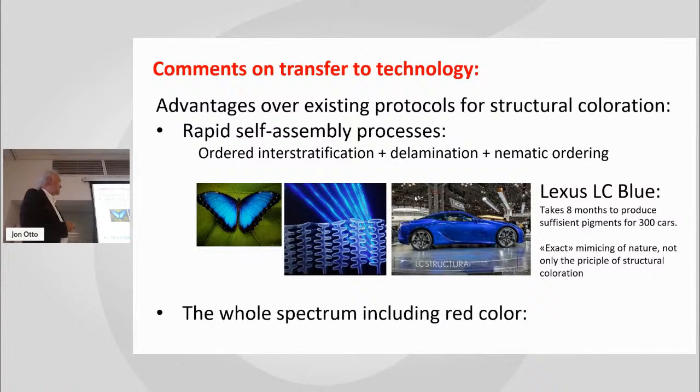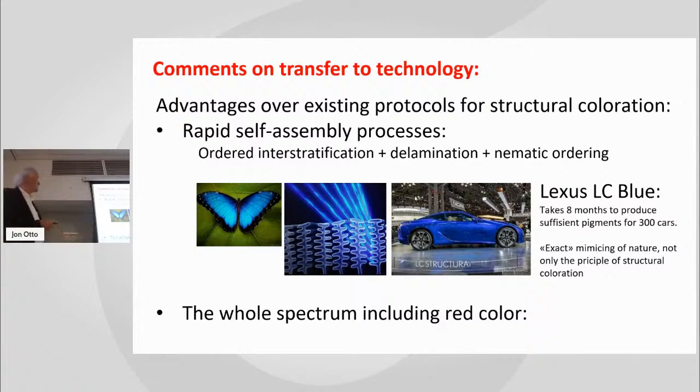There are not many examples of technology that takes advantage of structural coloration. You find it in the animal world, based on evolution over millions of years, the chameleon, for example. One example of structural coloration used in technology is the Lexus LC blue car, where they try to exactly mimic nature. In our case, I would say we try to mimic the principle, not the exact structure you find in nature. What they do here is they try to mimic exactly the butterfly structure. You see, it's a very complicated structure, which is not easy to make in a factory. The result is that it takes 8 months to produce sufficient pigments for 300 cars using this principle. So there we have a great advantage.